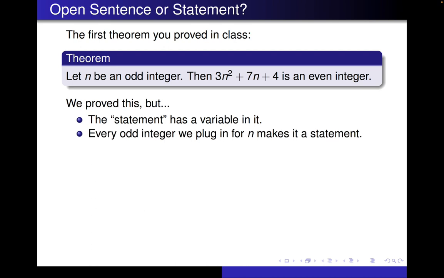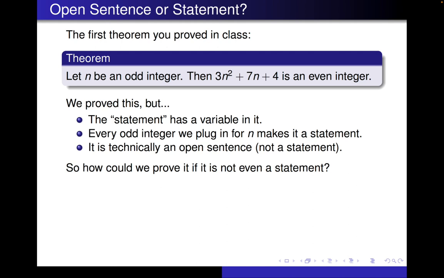And every odd integer we plug in for n makes it a statement. For example, if n is 3, then 3 squared plus 7 times 3 plus 4 is an even integer. Put in a value of n that makes it a statement, true or false. So it is technically an open sentence the way we have it written, which is not a statement. So the uncomfortable question is, how can we prove it if it's not even a statement? We can't prove something that's not a statement. A statement has to be true or false.